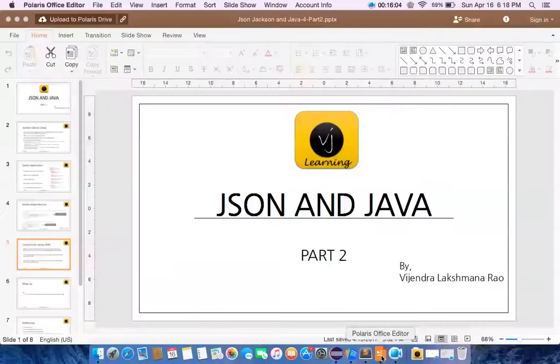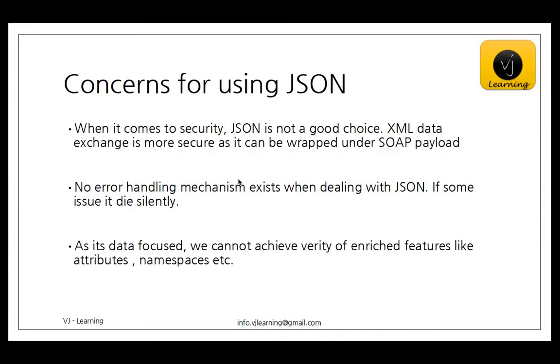Okay. Moving back to the last few slides of the presentation: concerns of using JSON, and when JSON is not the right data format to use. When it comes to security, JSON is not a good choice because in XML, we can have a secure exchange of data using a SOAP payload, which is not possible in JSON. And in some languages like JavaScript, if you use JSON, the error handling is not that good. It's going to die silently, and it becomes a nightmare to figure out where the problem is.